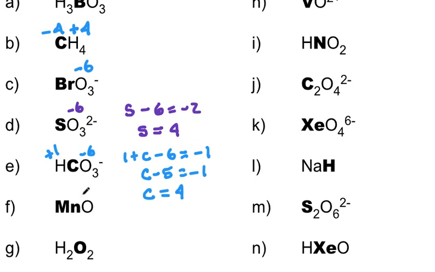MnO, this one will be fast. Oxygen is minus 2, but our total is 0, so the manganese must be plus 2. That was quick.